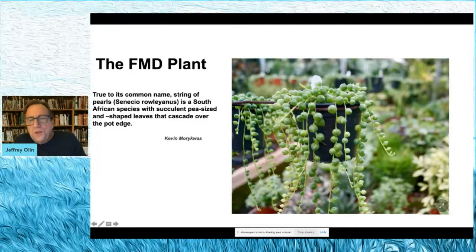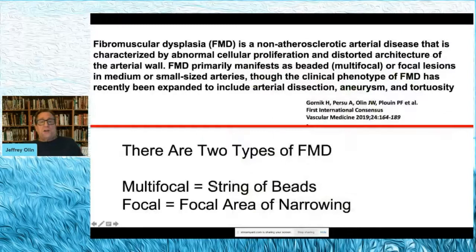I know that Jason and I have been working with a mouse model of fibromuscular dysplasia. Well, in 2019, Heather Gornick, Alexandre Persu, myself, and Pierre-François Plouin got a group together and published the first international consensus conference on fibromuscular dysplasia.